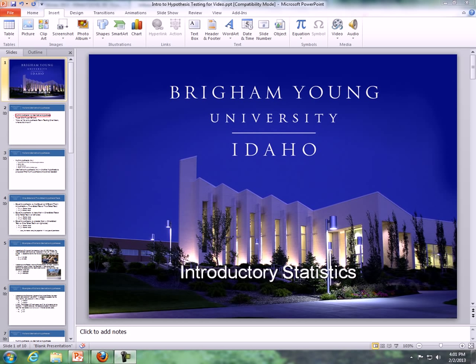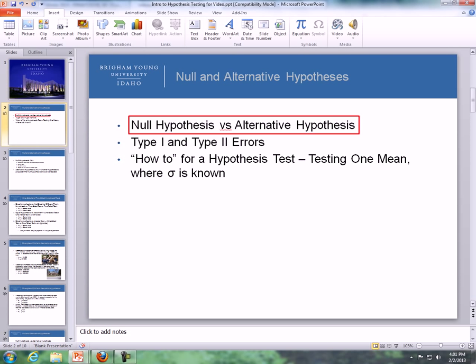Hello, this is Brother Cromer from the Math Department at BYU-Idaho, and I'll be covering Lesson 9, which is dealing with inference for one mean, sigma known, or standard deviation known. This is really the introduction of hypothesis testing, and so the outline will go as follows.